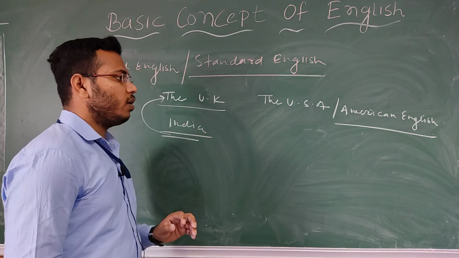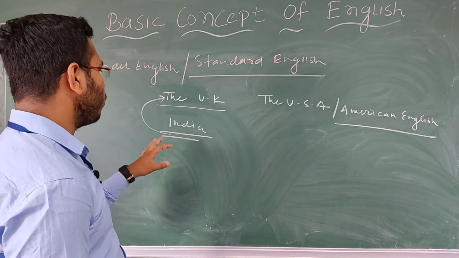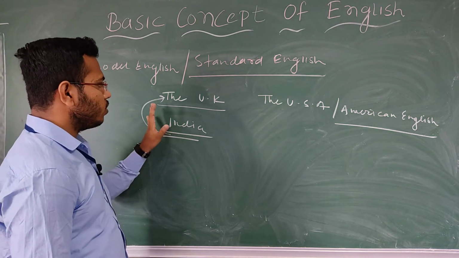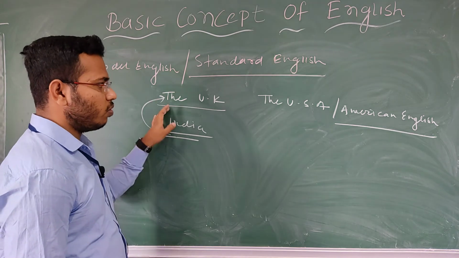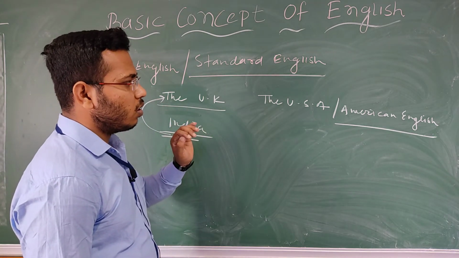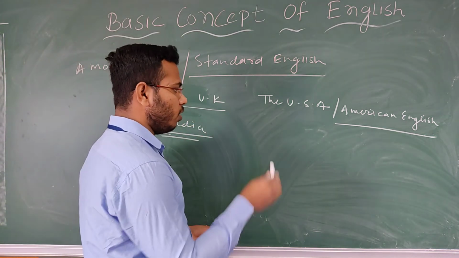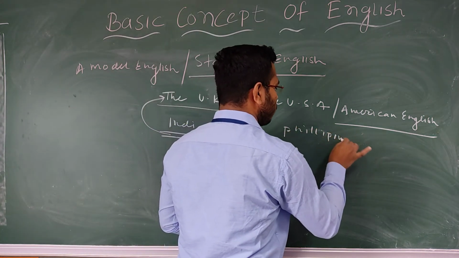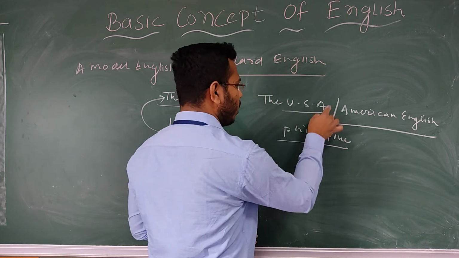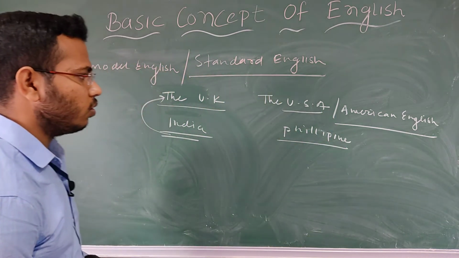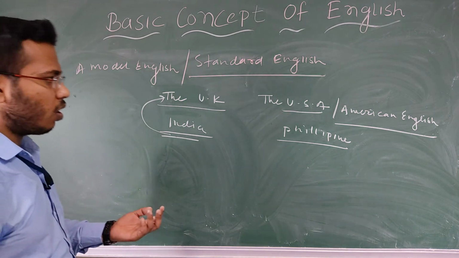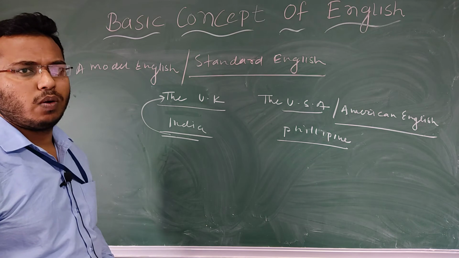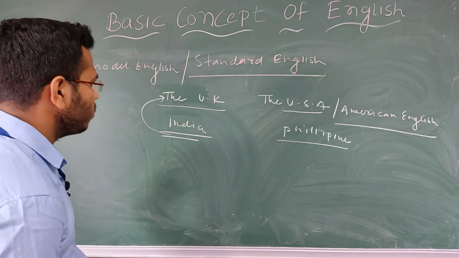So this is the matter of later discussion, but first of all we are going to talk about standard English. India has adopted the UK system, and American English is another model. The Philippines, for example, adopted American English. So one example you can keep in your mind is that the Philippines adopted American English, and we adopted British English. In this way countries are following on their own reasons, right?